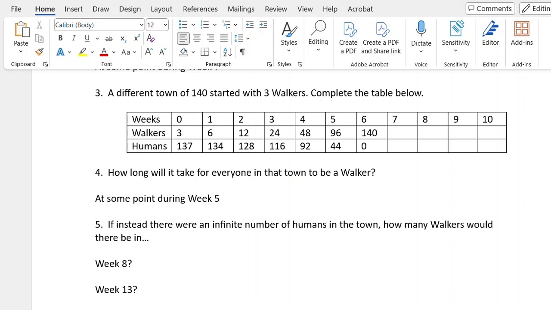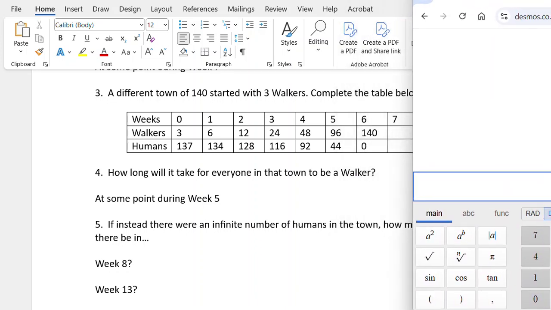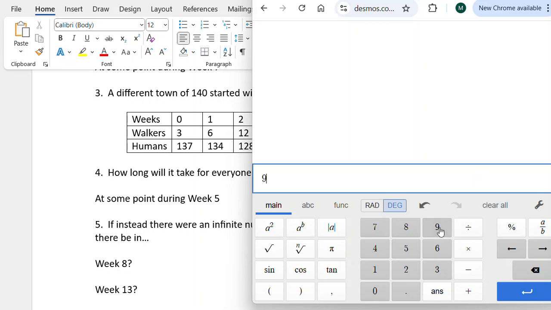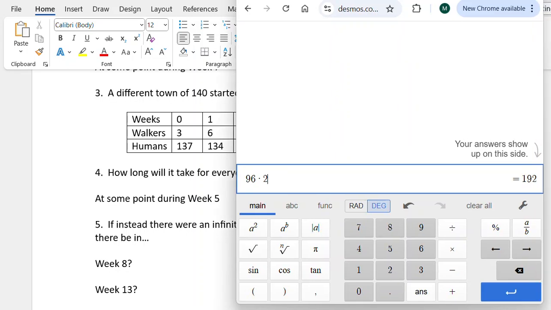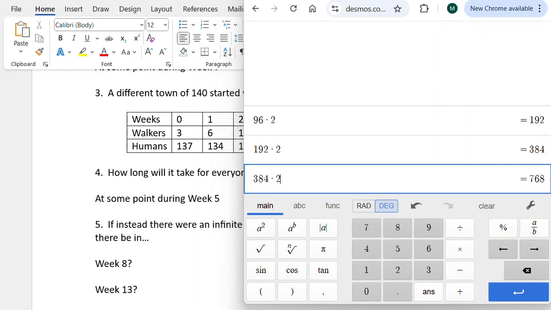So I'm going to pull over my Desmos Scientific Calculator here because the numbers are getting a little bit big for me to do on my own. So if week 5 was 96, then week 6 is 96 times 2, which is 192. Week 7 is 192 times 2, 384. And week 8 is 384 times 2, which is 768.